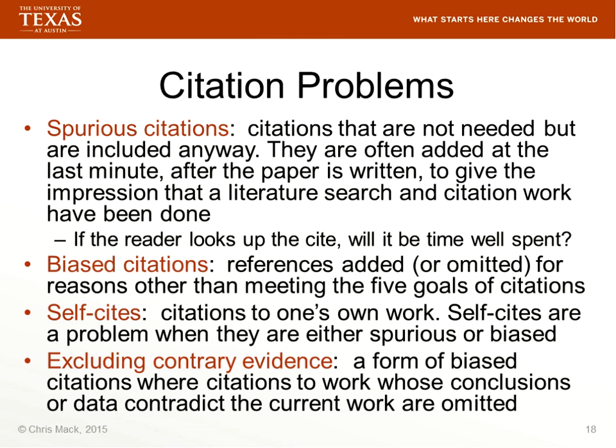Finally, a problem with citations is when you purposely exclude contrary evidence. Maybe your work contradicts what somebody else has published already. You don't want to deal with that. You don't want to have to explain why you're different. Maybe you don't even know why your results are different. So you exclude those references to contrary evidence. That's a problem. This is a bias in your citations that has to be avoided. You need to include, especially, citations where the evidence is contrary to your own work.